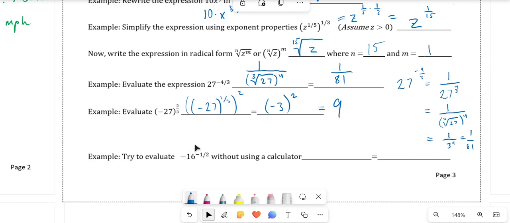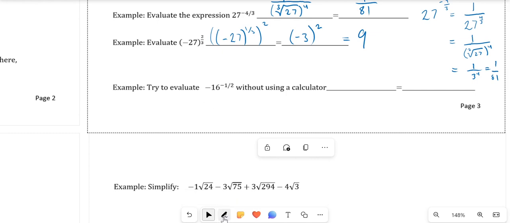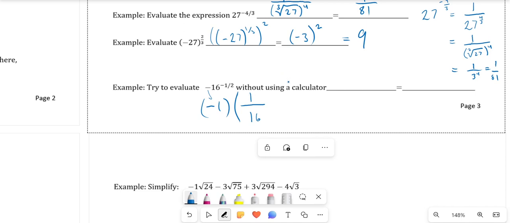Do this without a calculator. Okay, sure. So let's first write what they mean here. They mean negative 1 times 16 to the negative 1/2 power. And what is 16 to the negative 1/2 power? It's 1 over 16 to the 1/2 power. And what is 16 to the 1/2 power? Well, that's going to be a square root. So let's rewrite this. This will be negative 1 over the square root of 16. In other words, this is negative 1/4.